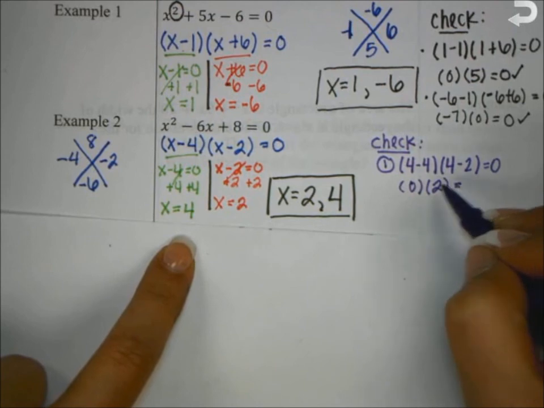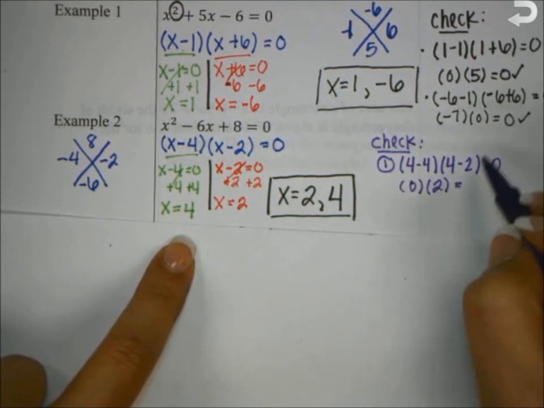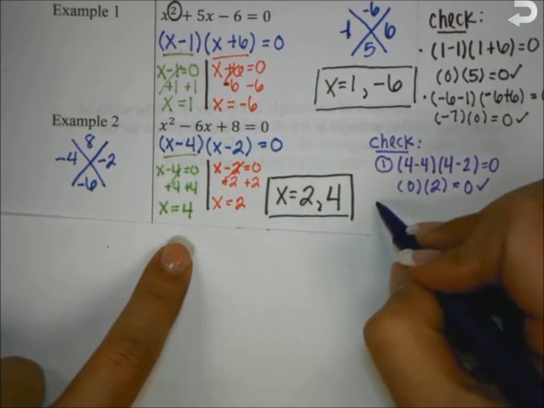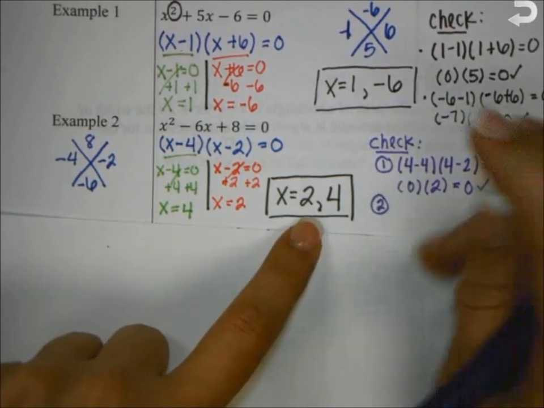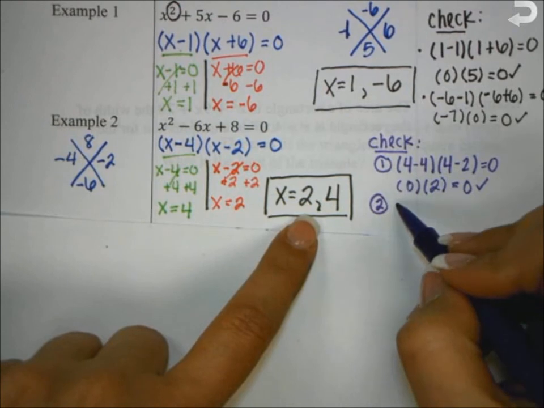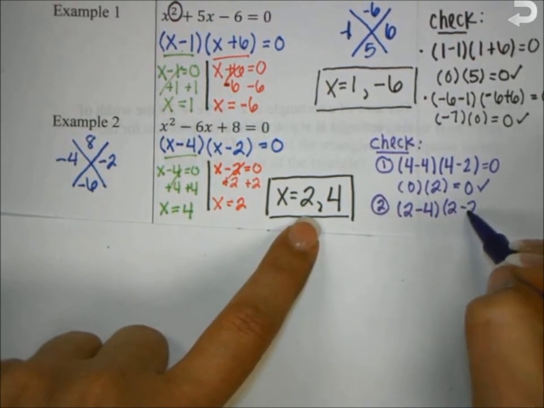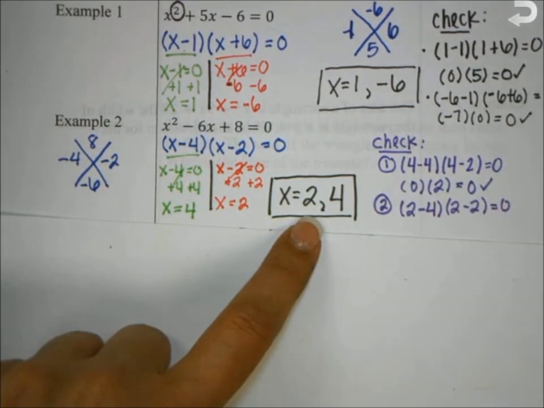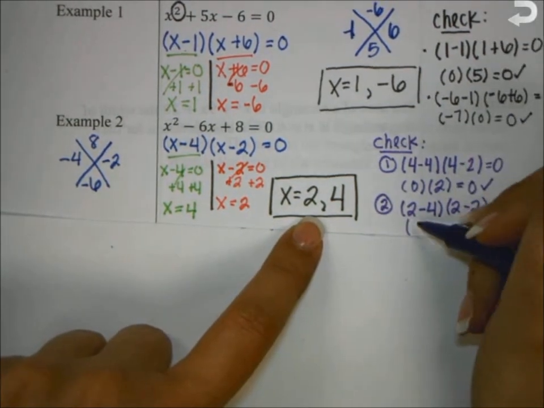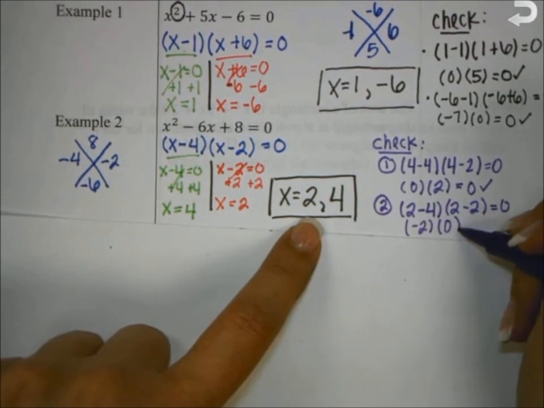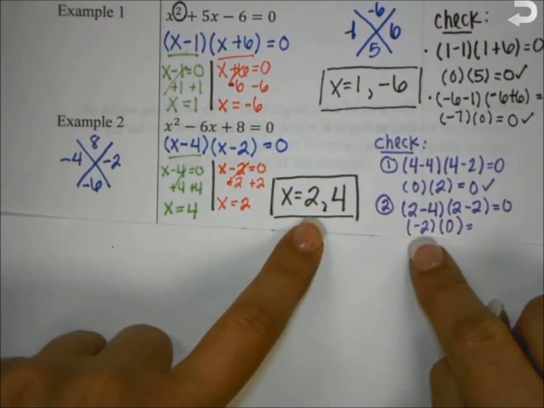Check number 2. I need to plug in 2. So 2 minus 4 times 2 minus 2 equals 0. 2 minus 4 gives me -2. And 2 minus 2 gives me 0. And what's -2 times 0? 0. So does that check? Yep. So both of those work.